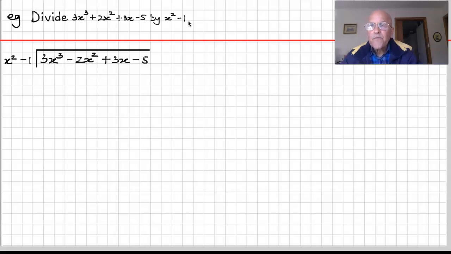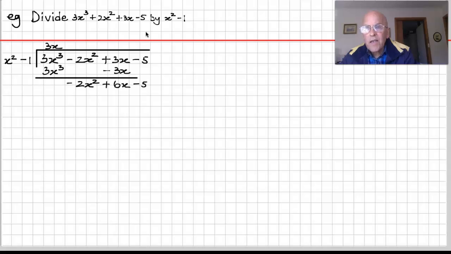Okay, so there we've got our starting position. Now let's go. We've got x squared divided into 3x cubed. What do we get? We get 3x, don't we? Okay, let's do the multiplying now of the 3x times the x squared minus 1. We'll get 3x cubed minus 3x. Now, you see, look, I've put that over there, so that I don't put it under there because it's not a like term. So we just have to be a bit careful with the setting out when the divisor is not phased down 1 power of x at a time, okay?